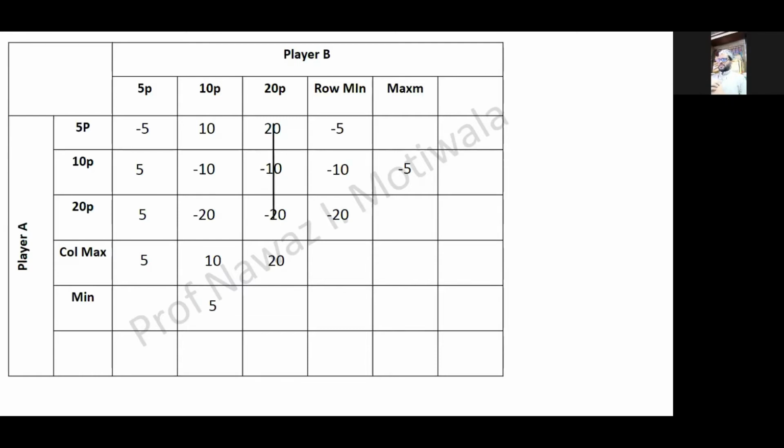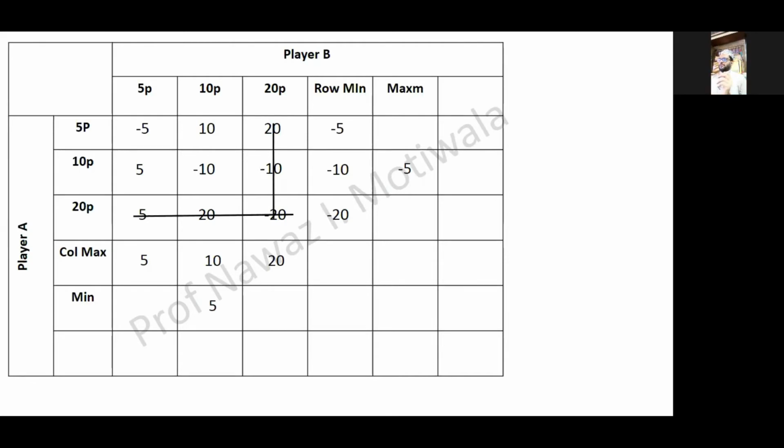Then two columns remain. Now I have to cut down the rows, so I compare the rows for dominance. Again I see that the third row is dominating the other rows. So I will cancel out the third row, and I will remain with only these four values: -5, 10, 5, and -10.